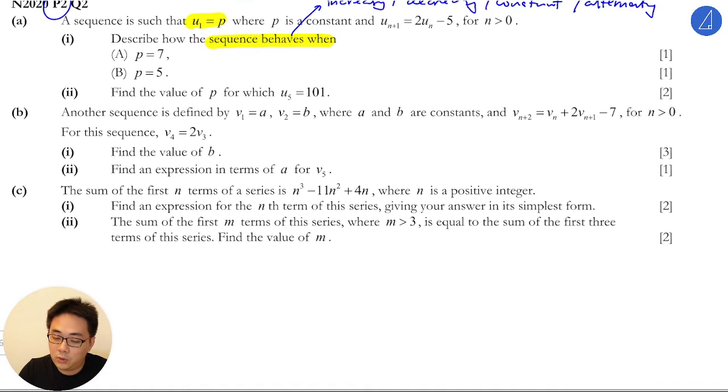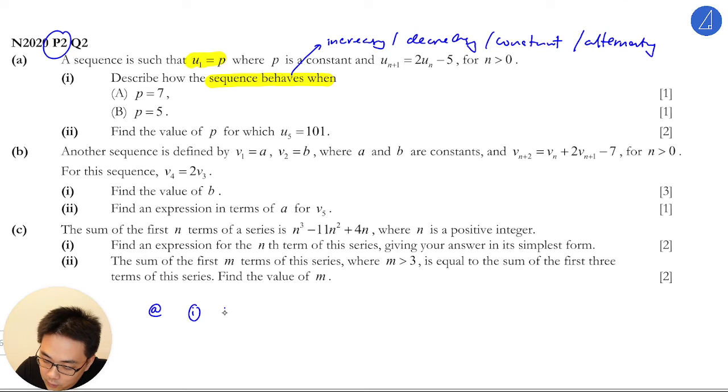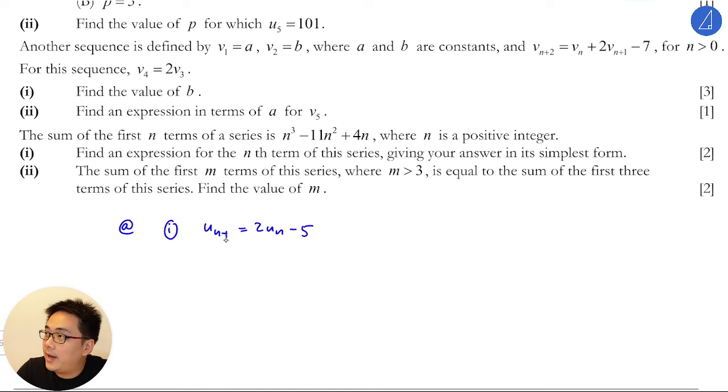So this one, no choice, we have to brute force, or so-called slowly iterate it down. So if U(n+1) is equal to twice of U(n) minus 5, you must understand that to get my next term, I take my current term, twice it, and then minus 5. Okay? This is not an AP, because you twice the current term minus 5. Twice, minus 5, twice, minus 5.